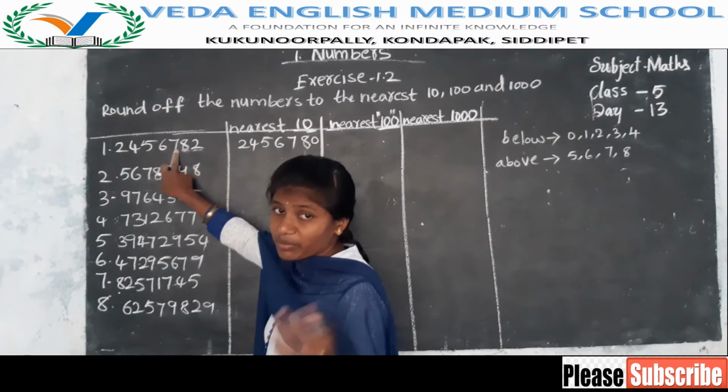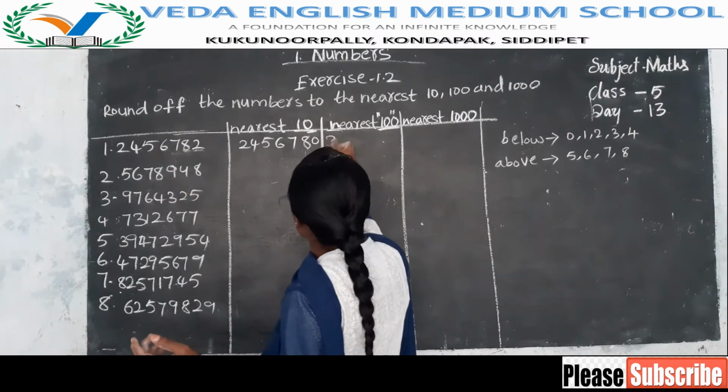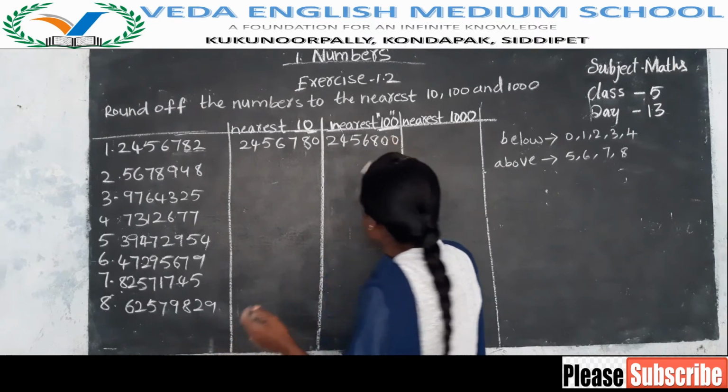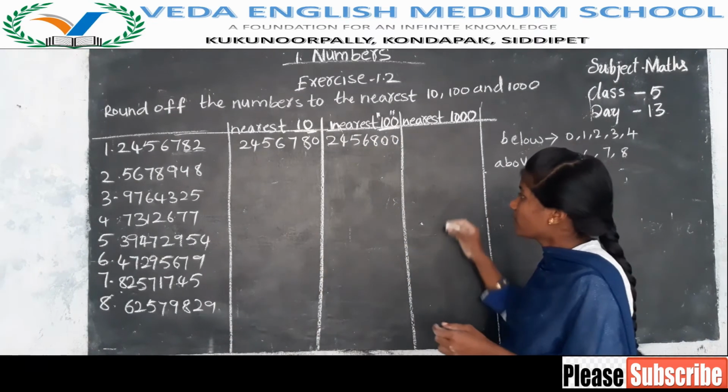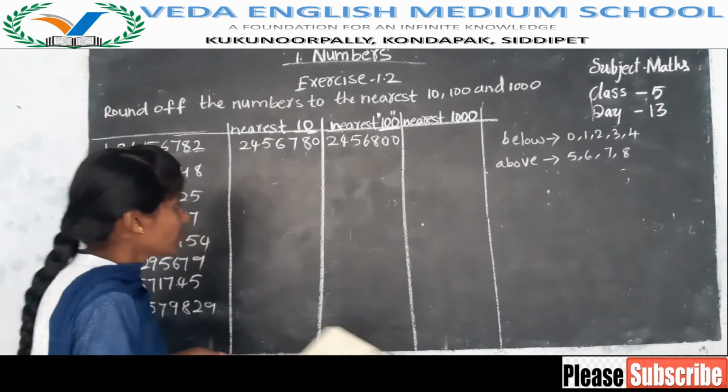If you increase 7 by one time, then what you will get? 8. So 800 you have to write. 2, 4, 5, 6, 8, 0, 0. Then next, I think it is difficult to write. Then we will write by one number.